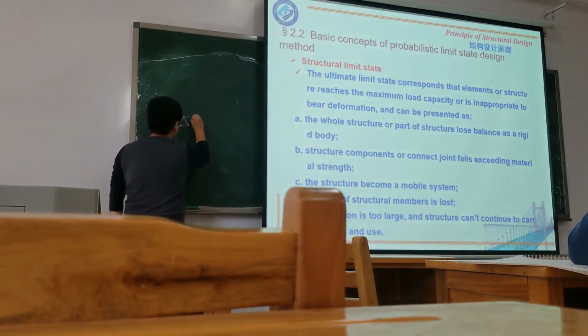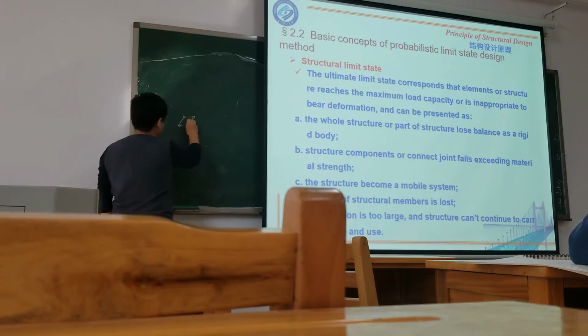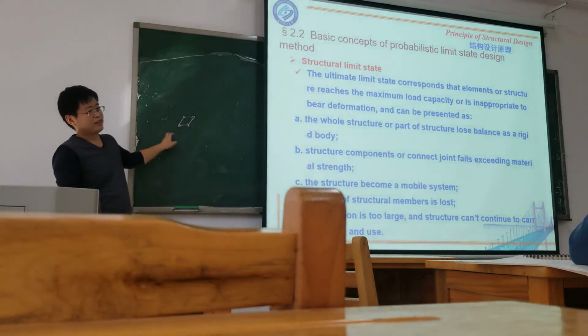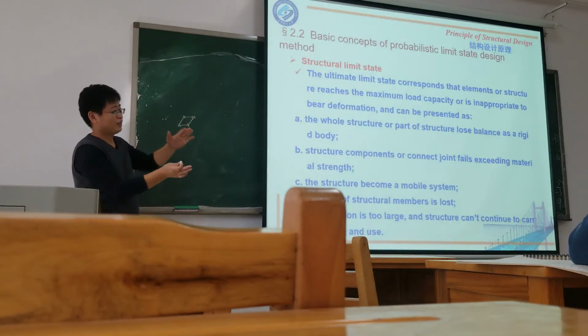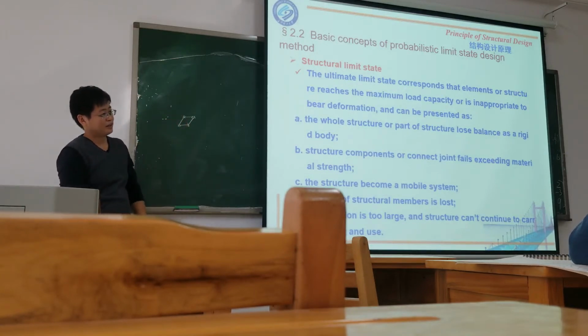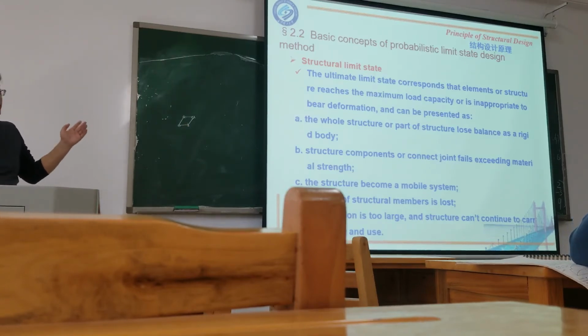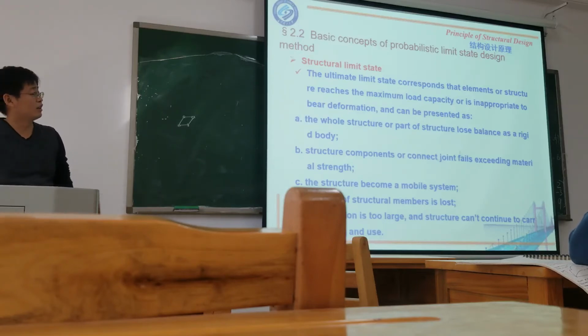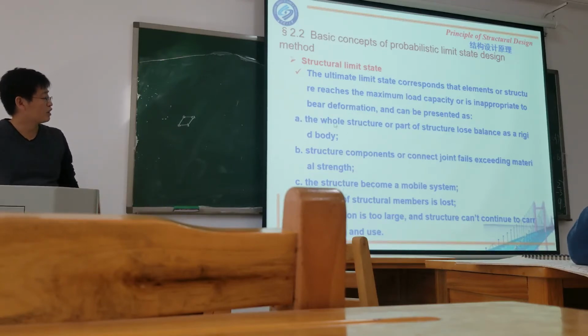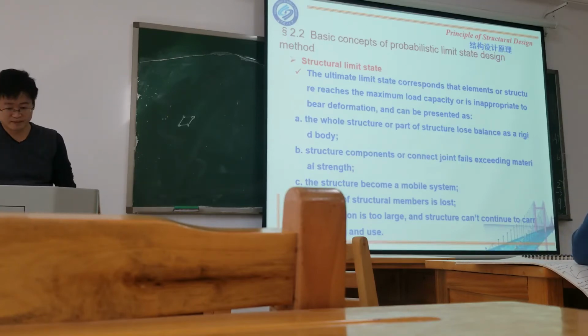But if there is no brace like this, it is not stable, so it is movable. It can move. So once the structure becomes a mobile system, it has reached the ultimate limit state. It has lost balance and cannot keep balance.